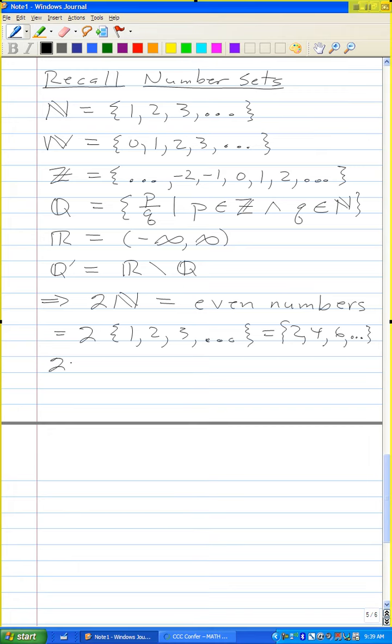Similarly, 2 times the whole numbers plus 1 is 2 times the set 0, 1, 2, etc. plus 1, which is 0, 2, 4, etc. plus 1, which is add 1 to everything, so 1, 3, 5, 7, etc. The odd numbers.